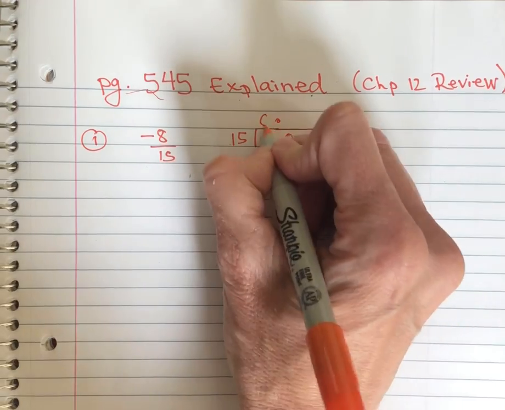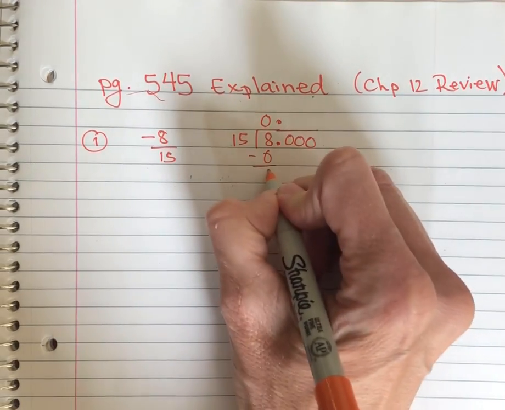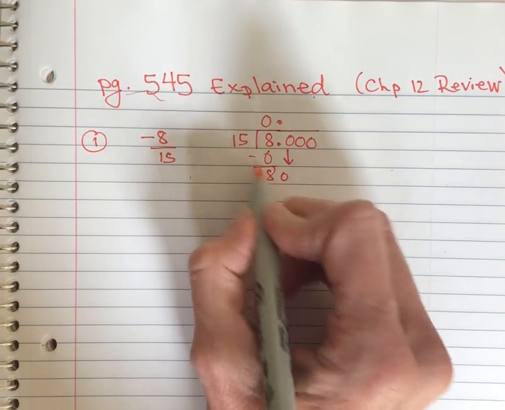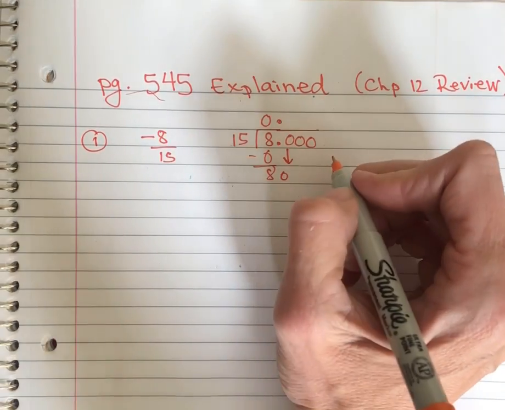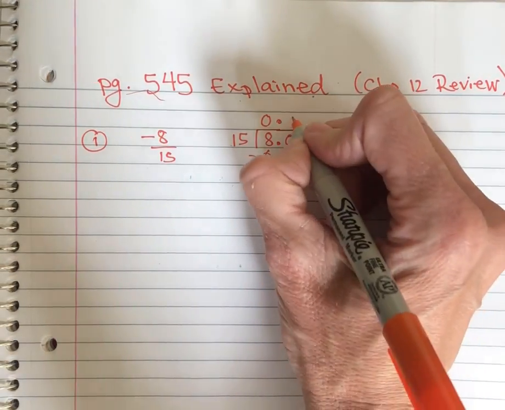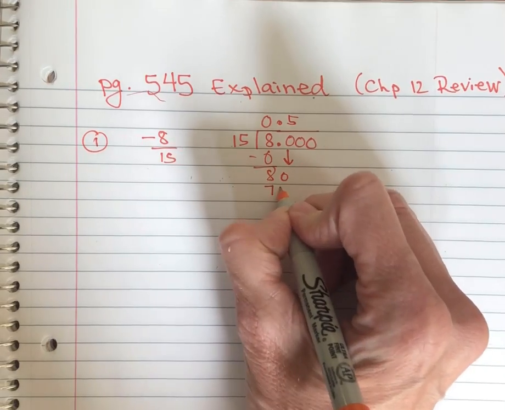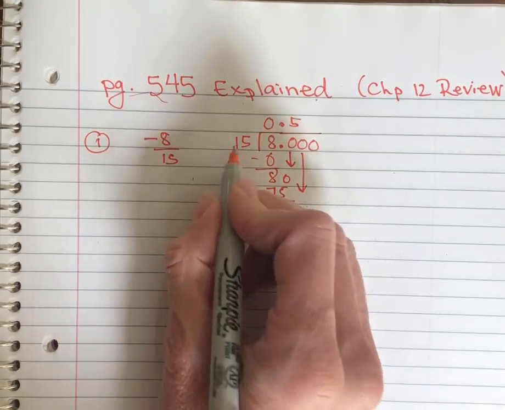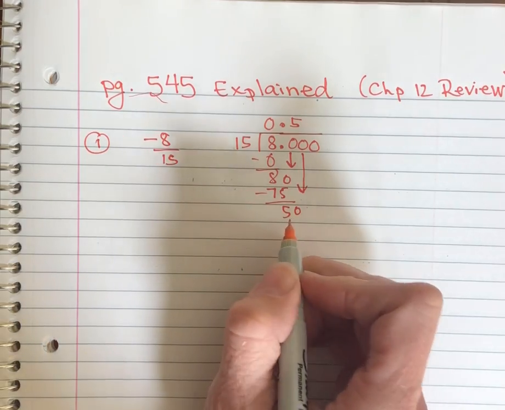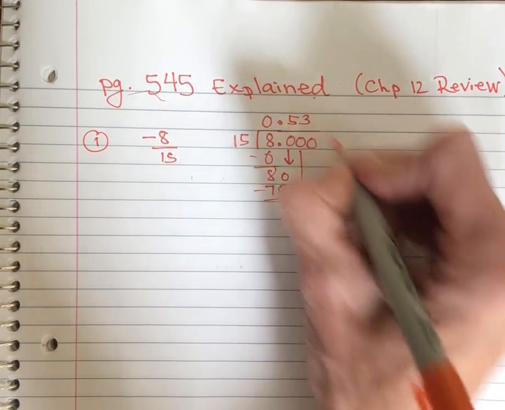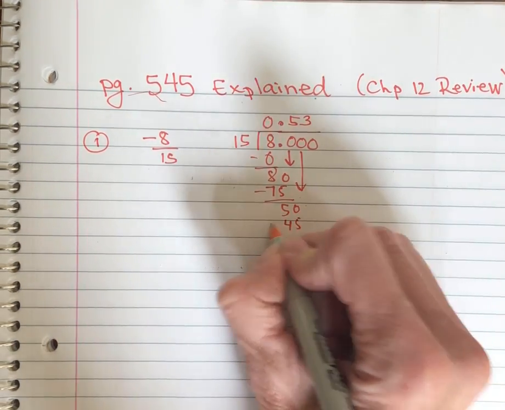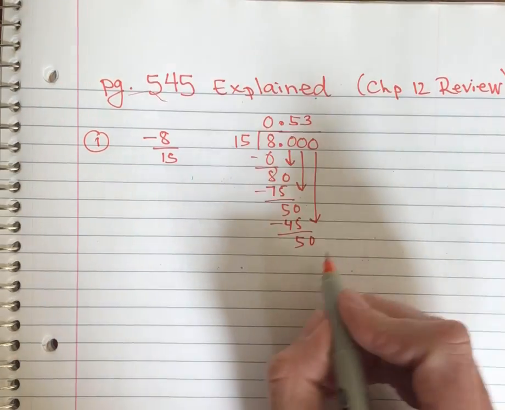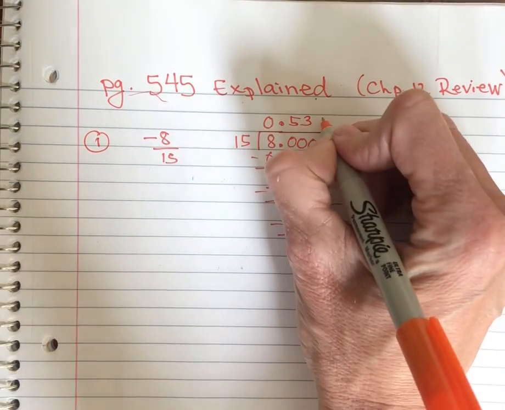15 goes into 8 0 times. Bring down. Then we're going to divide 15 into 80, and that goes in 5 times. 5 times 15 is 75. Subtract, we get 5. 15 goes into 50 3 times at 45. Subtract, 5 again, bring down. 15 goes into 50, still 3 times.